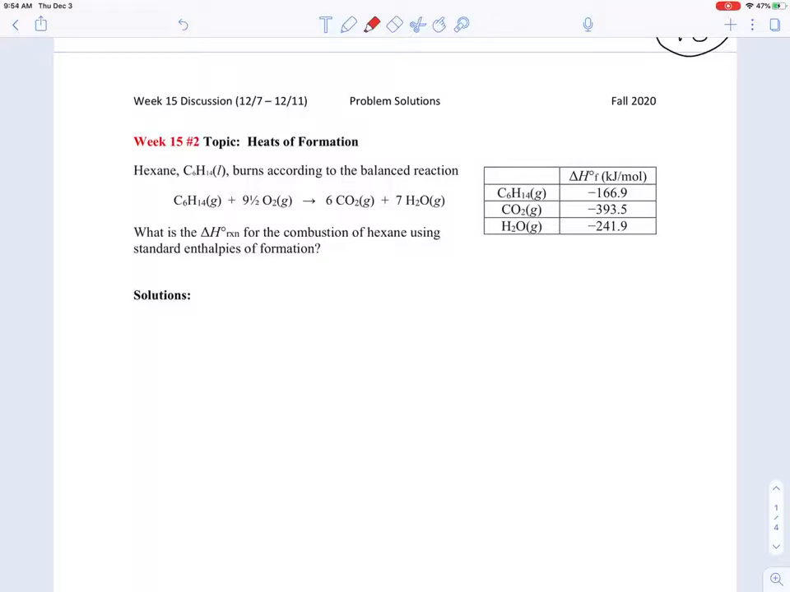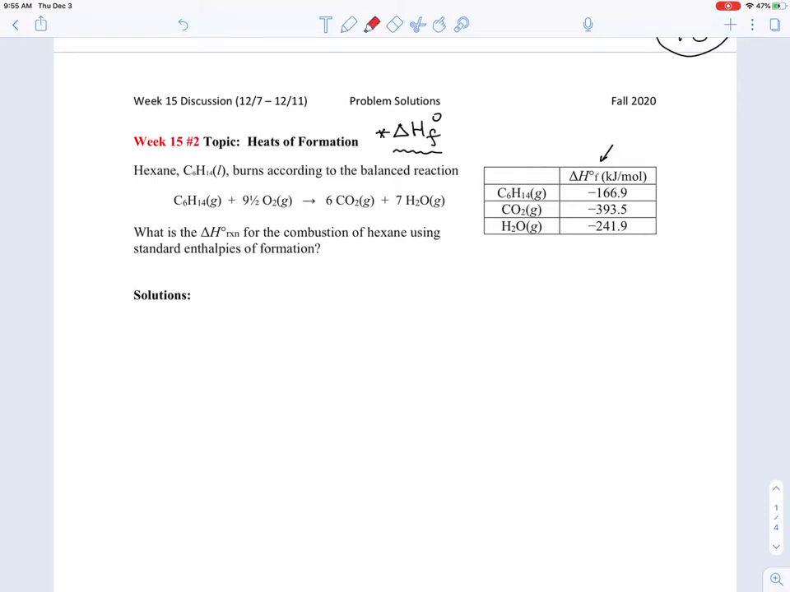Okay, so this is question number 2 on week 15, heat of formation. Heat of formation is delta HF, and typically the standard state means the 1 bar condition. This is a very important thermodynamic quantity that can be tabulated, and you are seeing an example here.